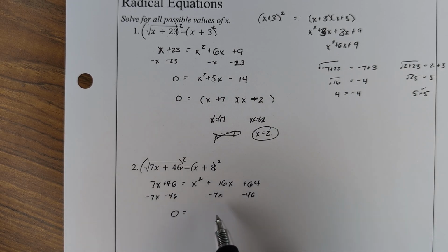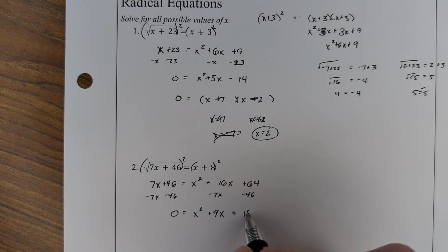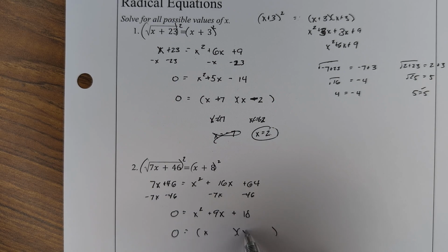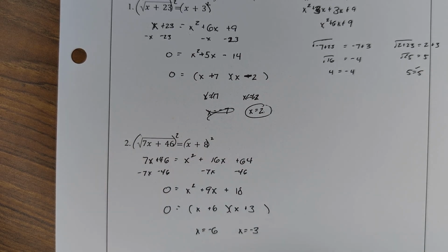Because we have x squared, everything has to move to one side. So that's going to be 0 equals x squared, that's going to be 9x, and that's going to be 64 minus 46, which is 18. So to factor, I need 2 numbers that multiply to 18 and add to 9. That is 6 and 3. So my 2 possible solutions would be negative 6 or negative 3.